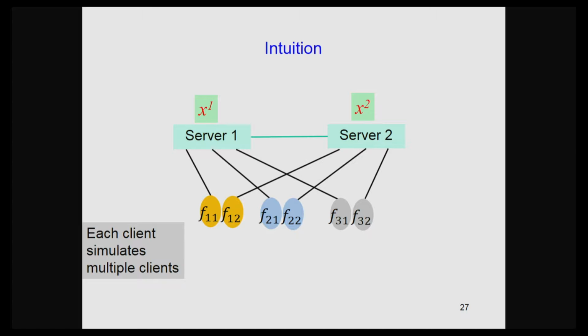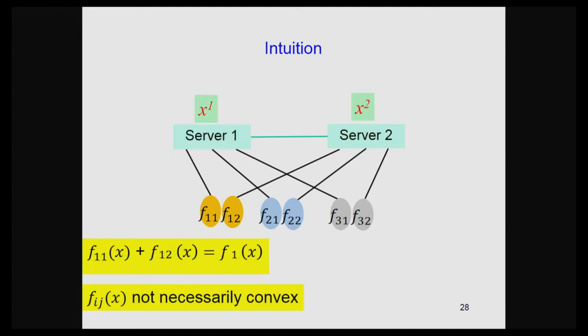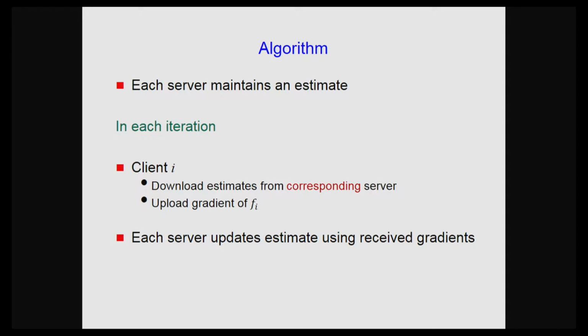So this particular system can easily solve the problem that we set out to solve, even if these component functions, f11, f12, are not convex. This still solves the original goal. And here is the algorithm. Again, it looks very familiar. I have presented this once already.